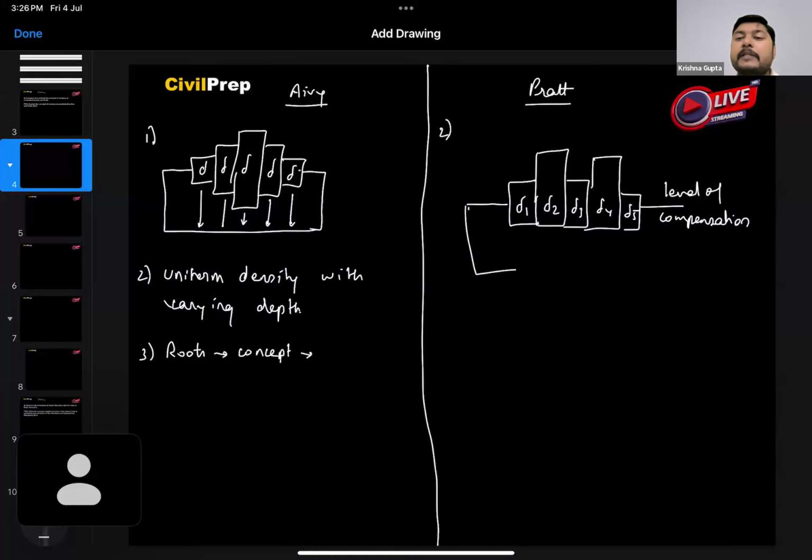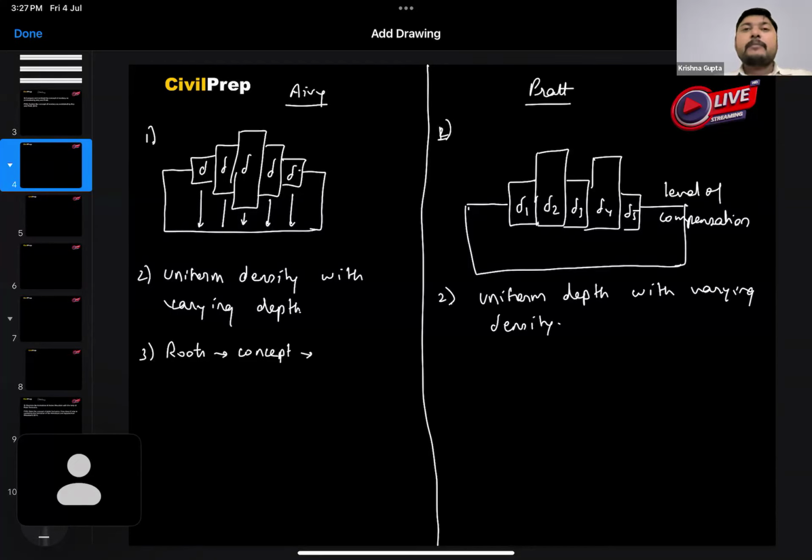Okay, here a level of compensation is being formed, and it is floating over the liquid material. So therefore, Pratt's concept is that there is uniform depth with varying density. So this was something which was quite different from Airy's perspective.